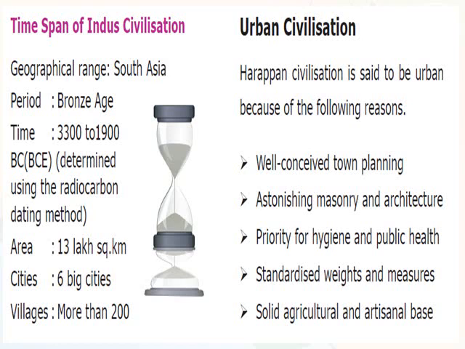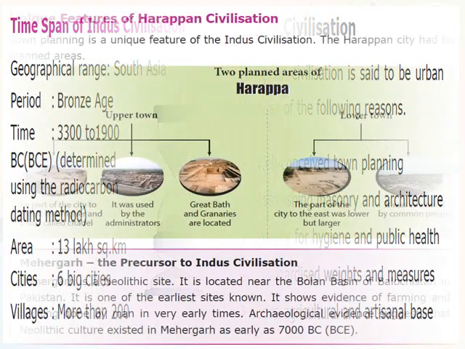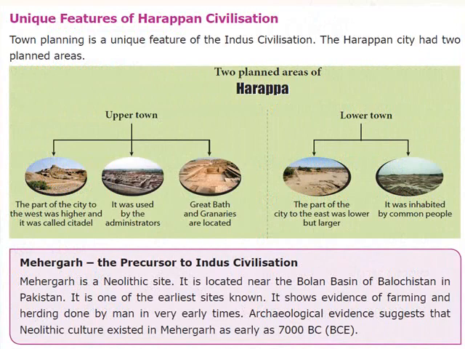Standardized weights and measures. They had standardized weights and measures for buying and selling. Solid agricultural and artisanal base. They were very good in agriculture as well as in artifacts. There were plenty of ornaments, potteries and toys used. So we can say that Harappan civilization is an urban civilization.